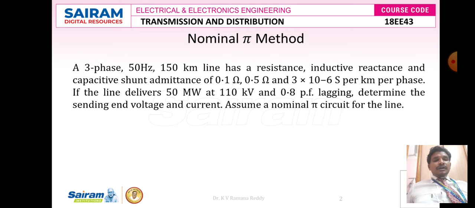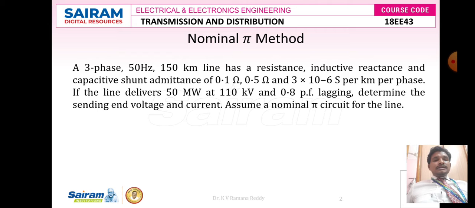A three-phase 50 Hz 150 kilometer line has a resistance, inductive reactance and capacitive shunt admittance of 0.1 ohm, 0.5 ohm and 3 into 10 to the power of minus 6 Siemens per kilometer. If the line delivers 50 megawatts at 110 kilovolts and 0.8 power factor lagging, determine the sending end voltage and current. Assume a nominal pi circuit for the line.